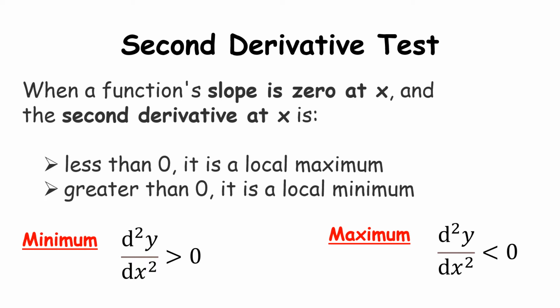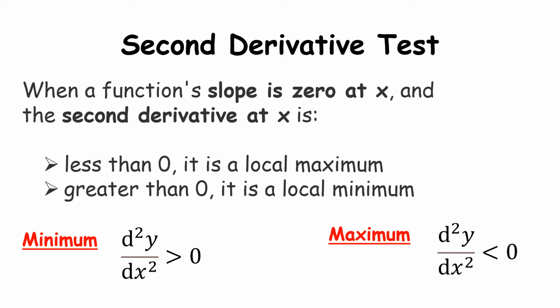So when a function's slope is 0 at an x value and the second derivative is less than 0, we know that it's a maximum point. If it's greater than 0, it's a minimum point. So in simple terms, the second derivative greater than 0 gives me the minimum point, and for a maximum, the second derivative is less than 0.